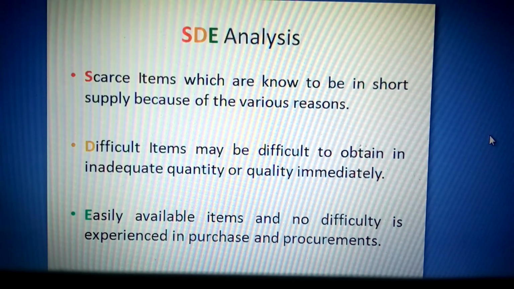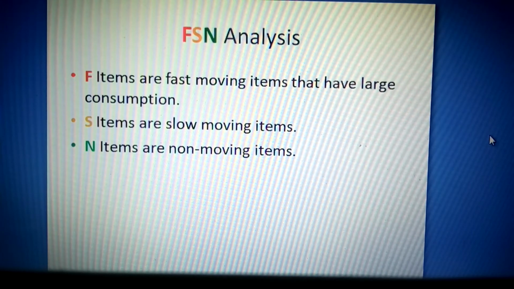Now SD analysis. S means scarce items, which are known to be in short supply for various reasons. D means difficult items, which may be difficult to obtain in adequate quantity or quality immediately. E means easily available items, where no difficulty is experienced in purchase and procurement.